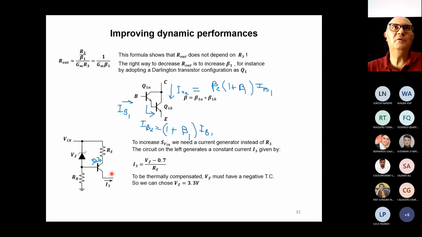Or in a more formal way, the dynamic resistance seen by the collector of this transistor tends to be very high, and it represents the equivalent resistance R3 of our circuit. So I just take off R3 and I put this part of the circuit in the new schematic. Okay? Did that answer the question? Maybe. I answered myself.